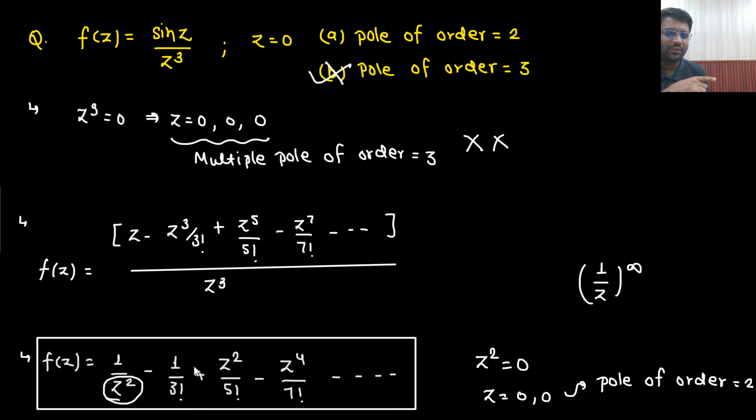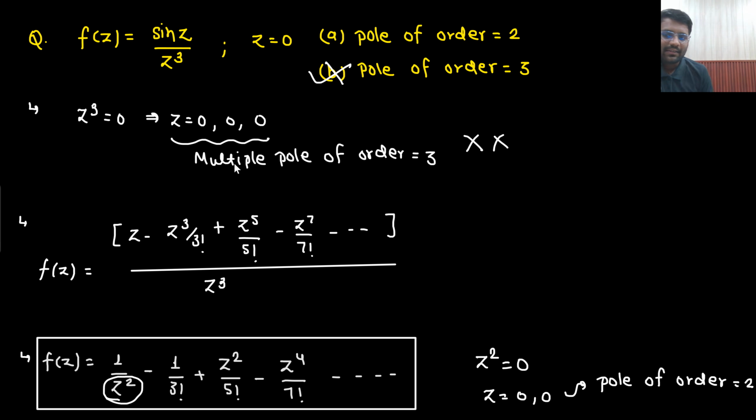You are not getting 1 by z to the power 4, 1 by z to the power 8, 1 by z to the power 16, 1 by z to the power 97, 1 by z to the power 1000. All these things you are not getting. The expansion is having z to the power 2, z to the power 4, but 1 by z to the power infinity you are not getting. So surely it is not an essential pole. It is a multiple pole only, but of order 2.